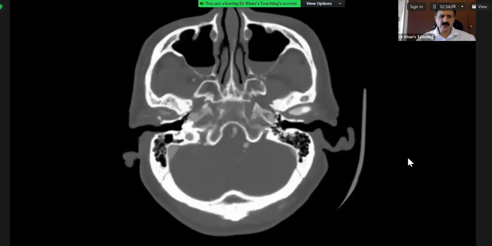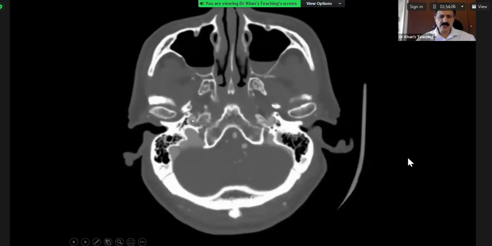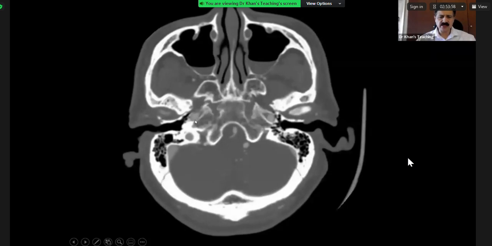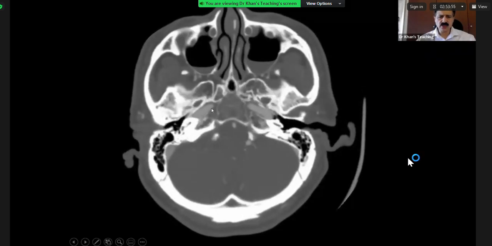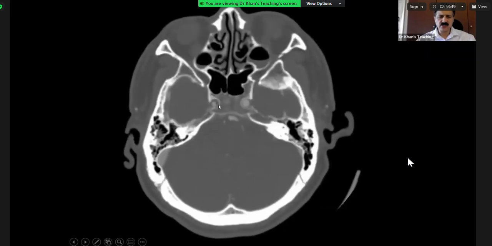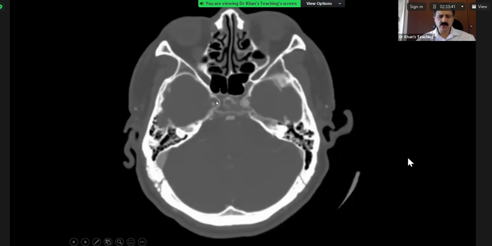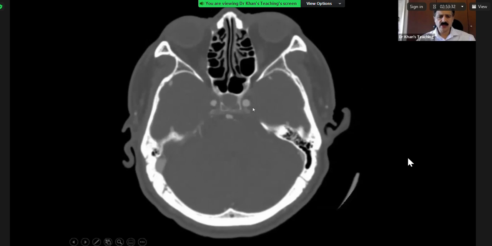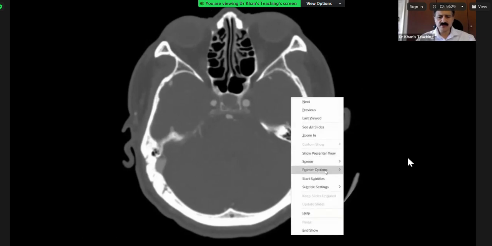Now, if you see the base of the skull, this is the carotid canal and this is the carotid canal. You can see that the carotid artery goes into the carotid canal like this, and then it enters what we call the cavernous portion. In this particular case, you can see that there is partial stenosis of the cavernous portion, again because of a plaque.